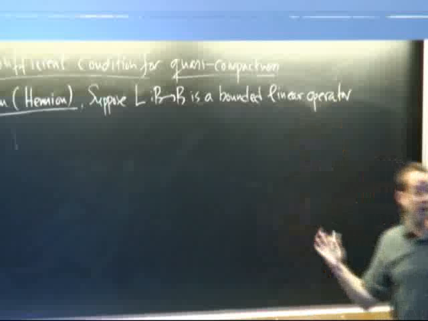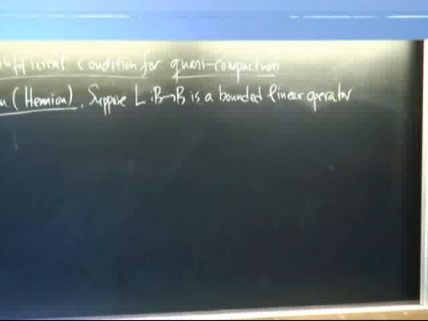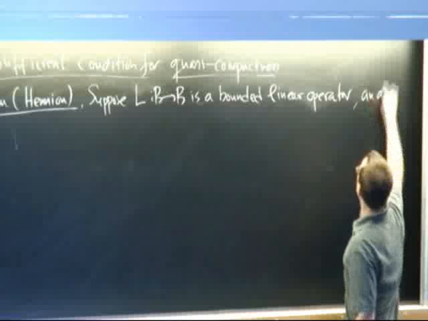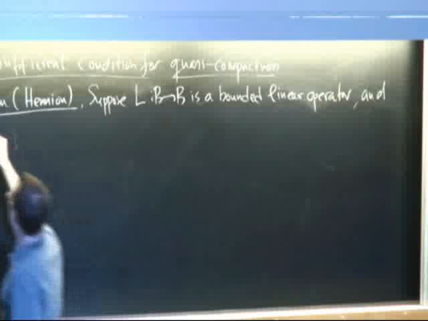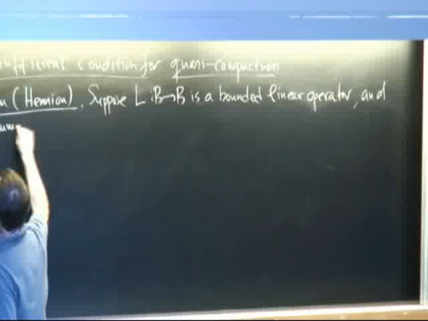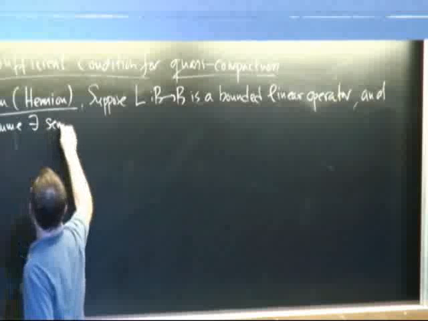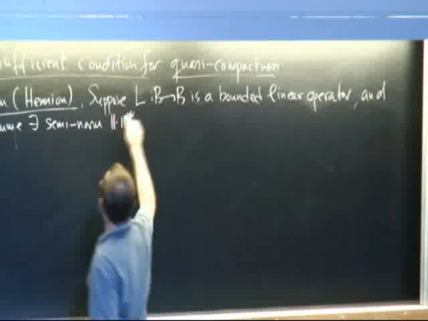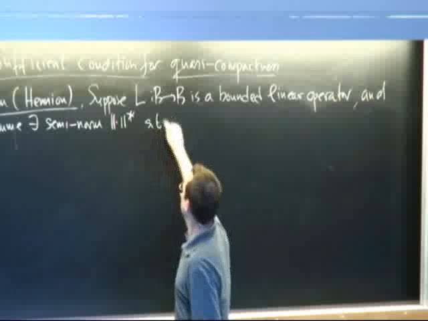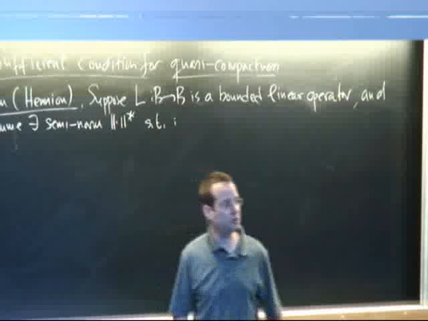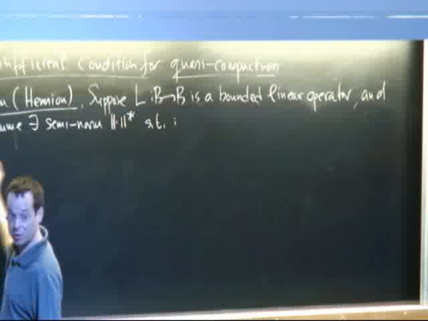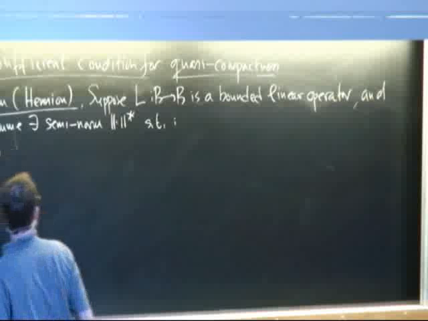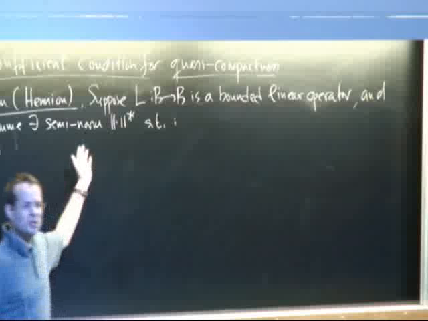B is always a Banach space. I'm always in the context of Banach spaces. And assume there's a seminorm such that, so now comes a long list of conditions. But I will show you an example. First condition is that first of all, what is a seminorm?